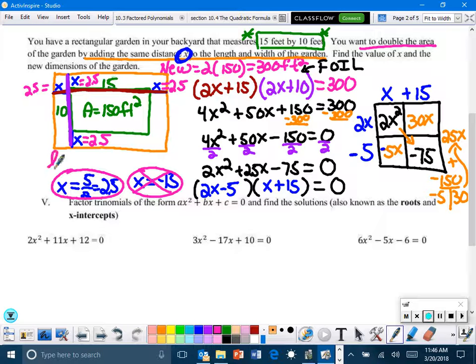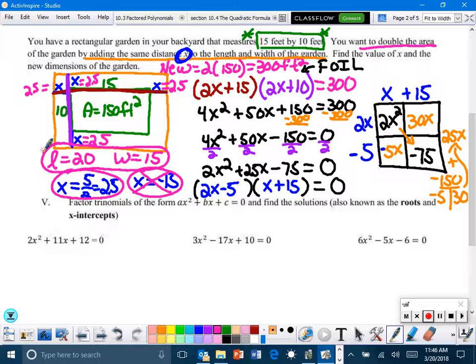length of the garden is 20. Okay, what's the new width? Well, again, we added 2.5 here, 2.5 on the bottom, 2.5, 2.5, that's 5 feet. 5 plus 10, that would be 15 feet. So the new dimensions of the garden are 20 by 15. All right, you have 3 practice problems. Go ahead and work on those.